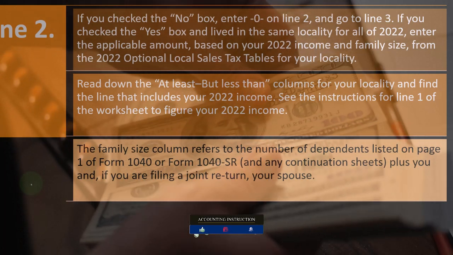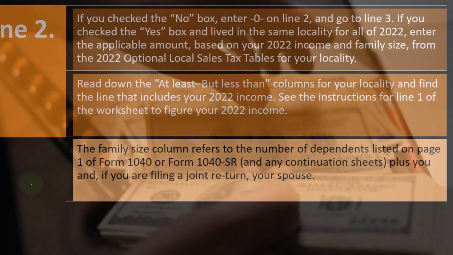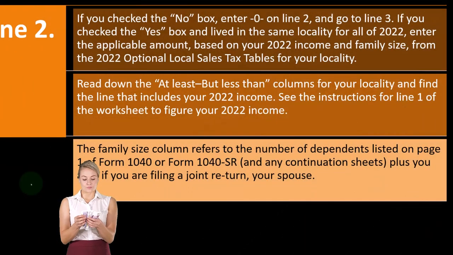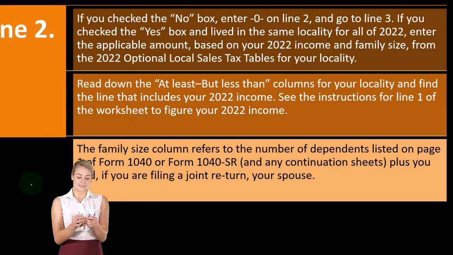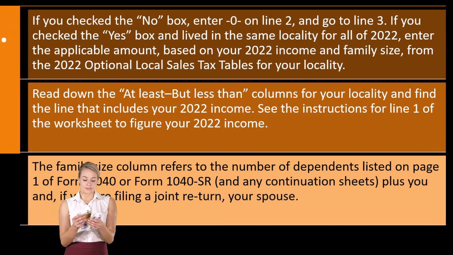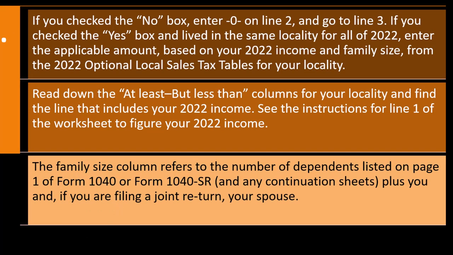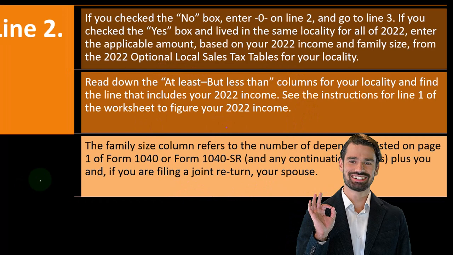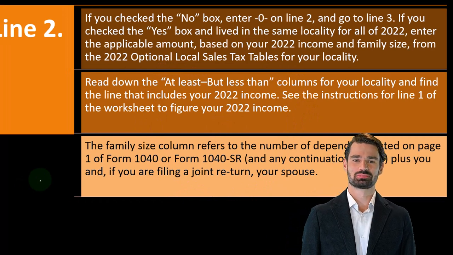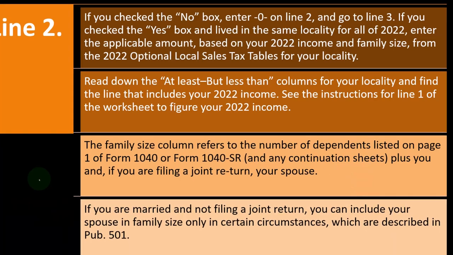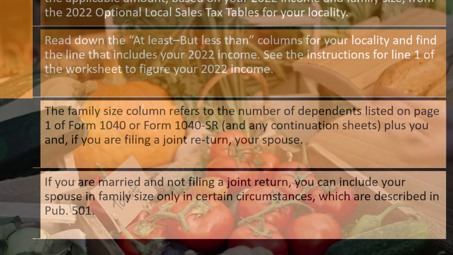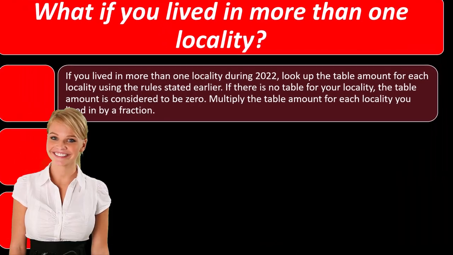So obviously, when we're looking at these worksheets and they're trying to estimate the sales tax, it has to take into consideration the locality you're in, as well as the family size, to get an estimate of how much the average sales tax would be, to give a generic type of deduction. And ironically, this whole approach is supposed to be easier on people, because the other way would be to actually track all of your sales receipts for everything you purchased that's subject to sales tax. If you are married and not filing a joint return, you can include your spouse and family size only in certain circumstances, which are described in Publication 501.